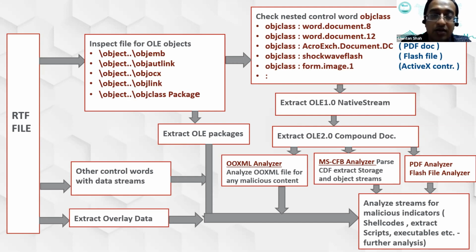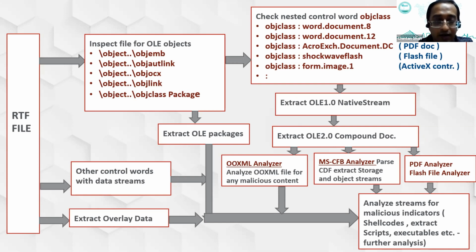So for OLE packages, we can extract OLE packages based on the objclass. If we find the program ID string, objclass equal to Package, we could extract that package data and forward it to the package parser for extracting any embedded scripts or any embedded executables. So at a high level, this is how the RTF inspection can take place.